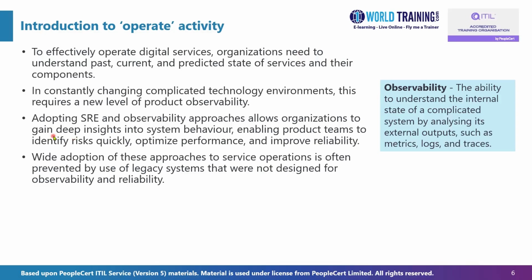Therefore, we have two powerful concepts, SRE and, as part of that, observability. These allow organizations to gain deep insights into system behavior, enabling product teams to identify risks quickly, optimize performance, and improve reliability. These have been widely adopted in recent years in service operations. However, in a legacy systems environment, these are not possible so easily because those systems were not designed for observability and reliability. Even the products and services need to be designed for these purposes.